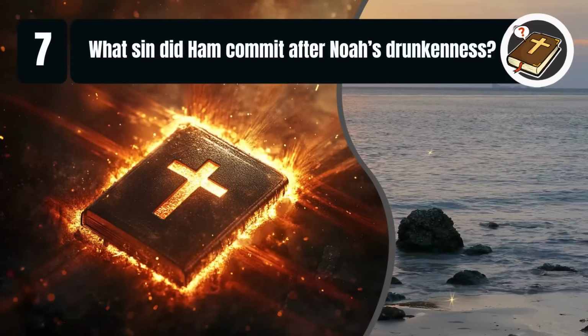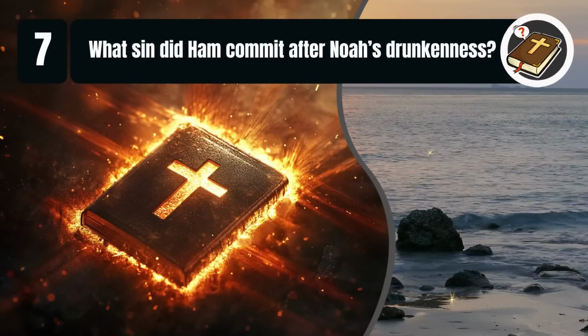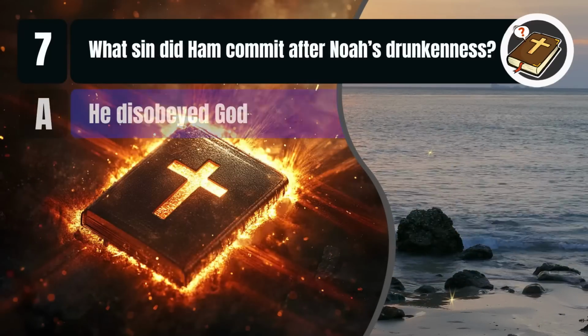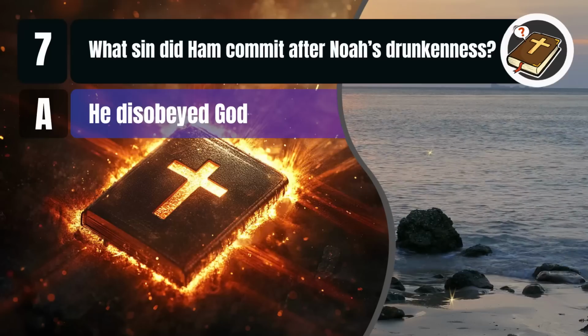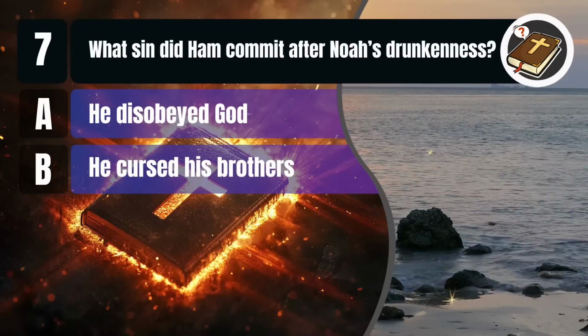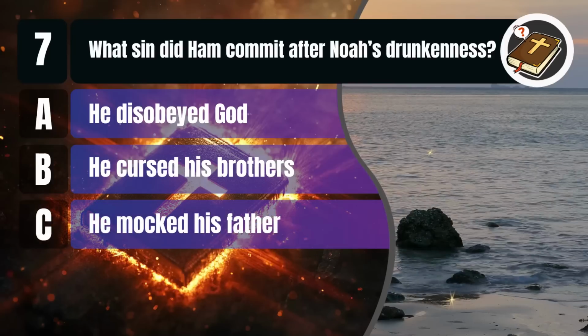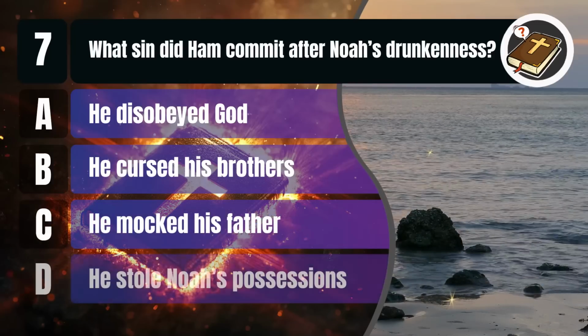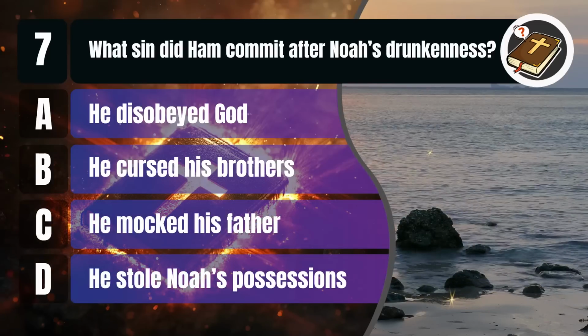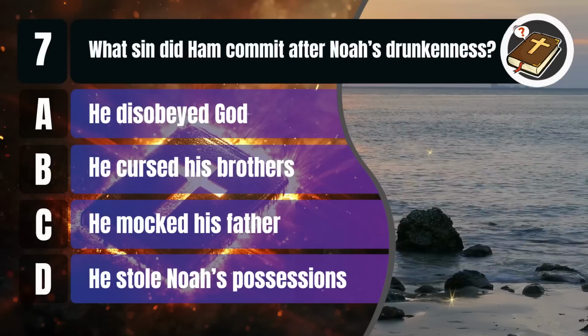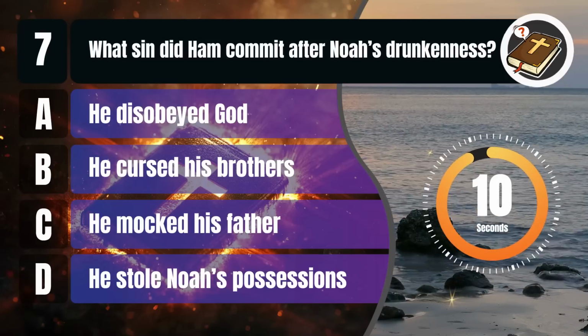Question 7. What sin did Ham commit after Noah's drunkenness? A. He disobeyed God. B. He cursed his brothers. C. He mocked his father. D. He stole Noah's possessions. You get 10 seconds.